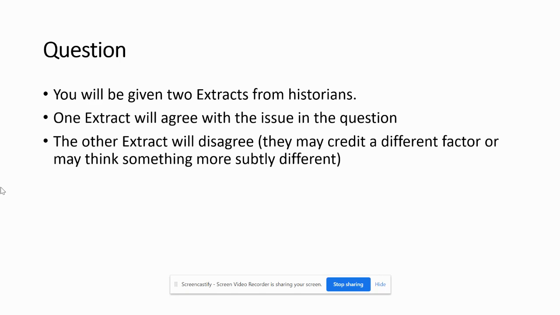Likewise, in the how revolutionary was the Glorious Revolution, one extract might be saying it's really revolutionary, the other one might be saying it's not revolutionary, or it might be that one's saying it's really revolutionary, the other one's saying, well, you know, it was in this way, but not in that way, and just take a slightly different interpretation. So be careful with that. The exam board can't always find two extracts that knit so well together.